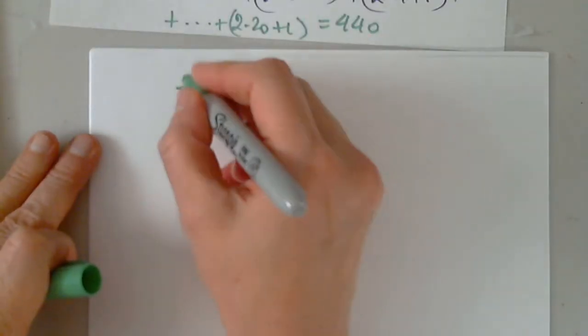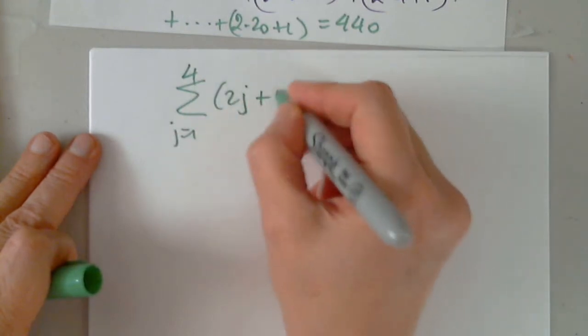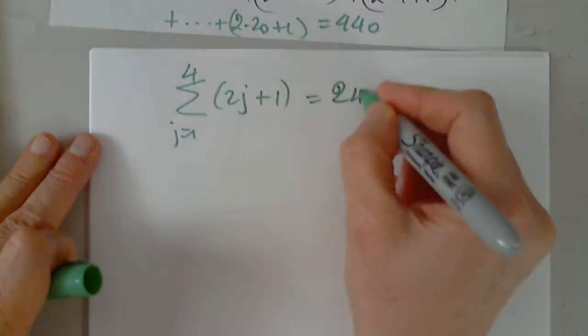So I'm going to write it. The sum from j equals 1 to 4 of j plus 1 is 24.